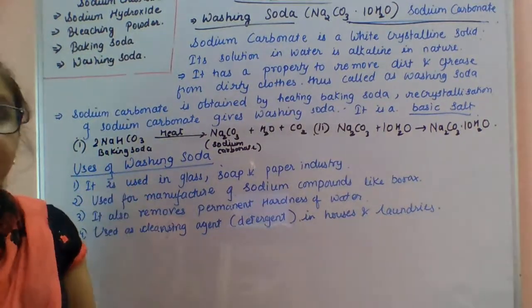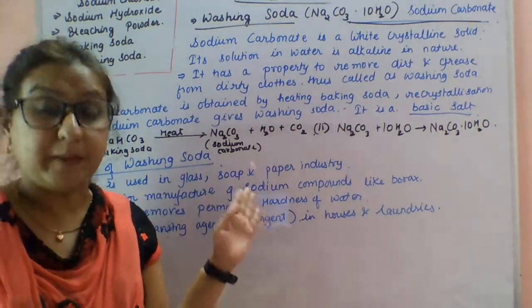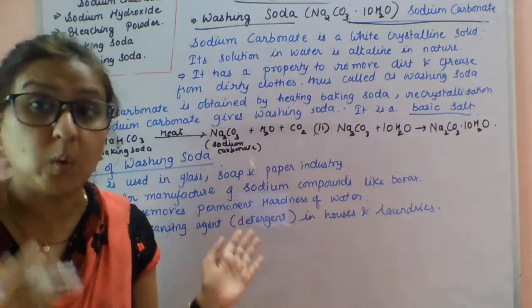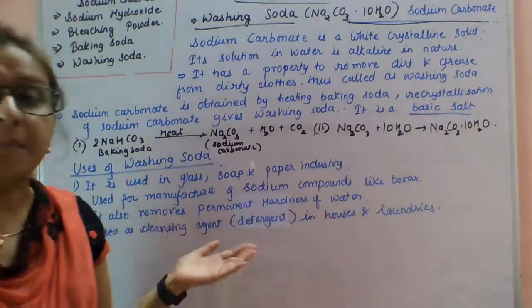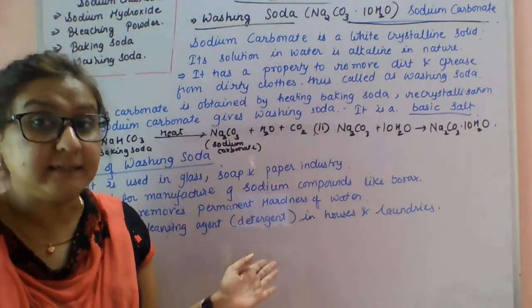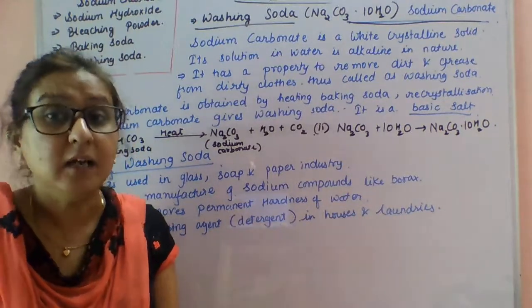Now we study the uses of washing soda. First, it is used in glass, soap, and paper industries. Second, it is used for making sodium compounds such as borax, and it also removes the permanent hardness of water. And last, it acts as a cleansing agent like detergent in houses and laundries.